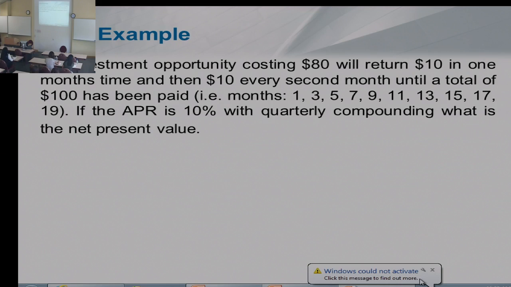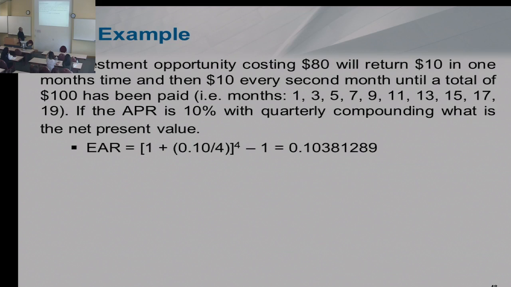We've got an APR of 10% with quarterly compounding. Quarterly compounding is every 3 months. We want an interest rate for every 2 months. We can't just take 2/3 of it because we can't add and subtract interest rates because of the compounding effect. So let's see if I can get this to work. Step 1, calculate the EAR.